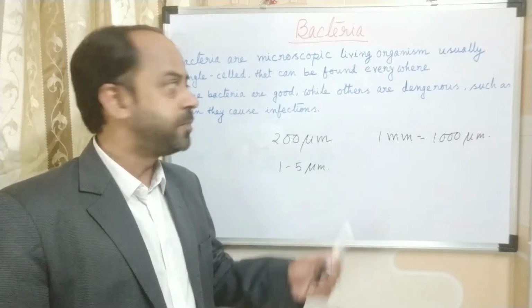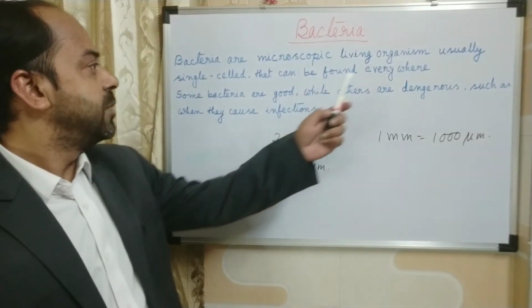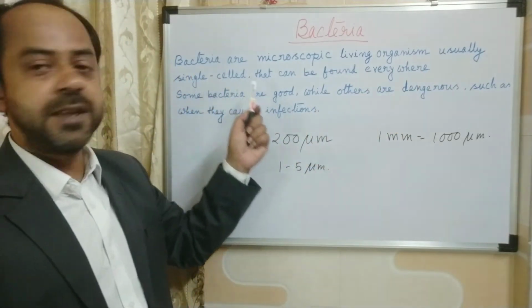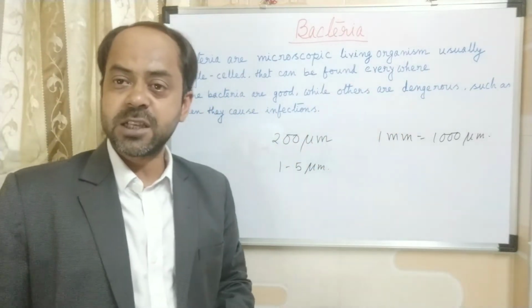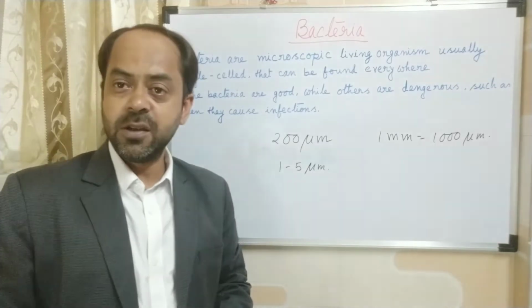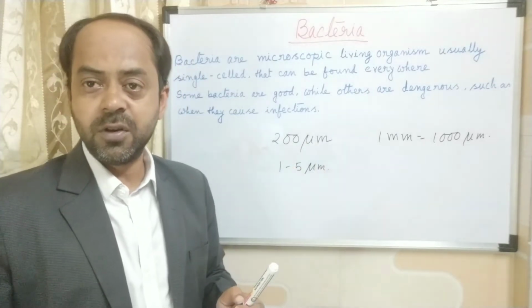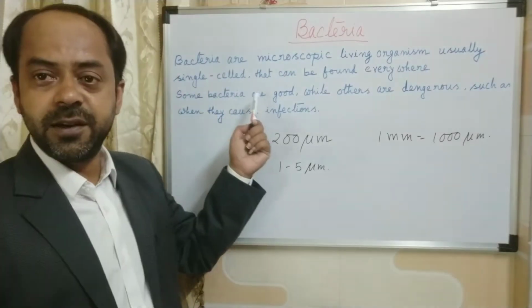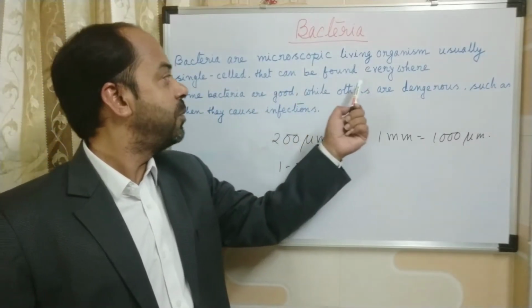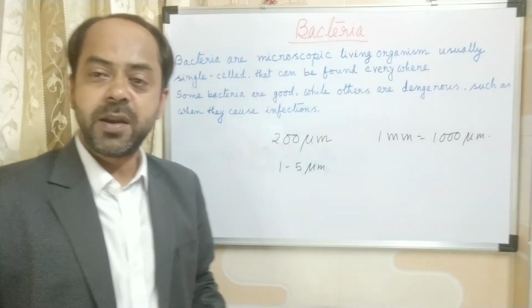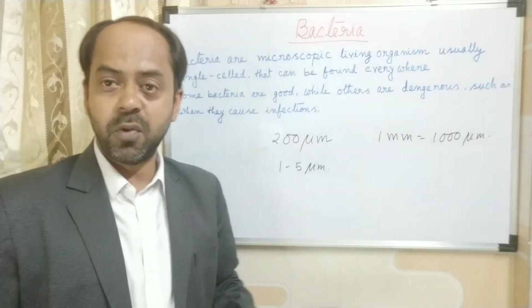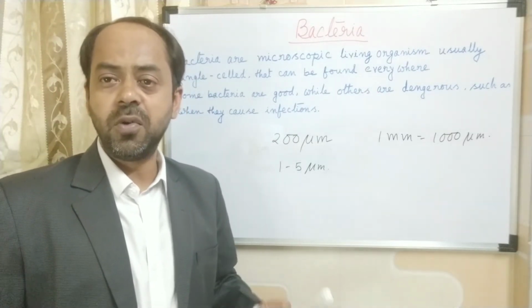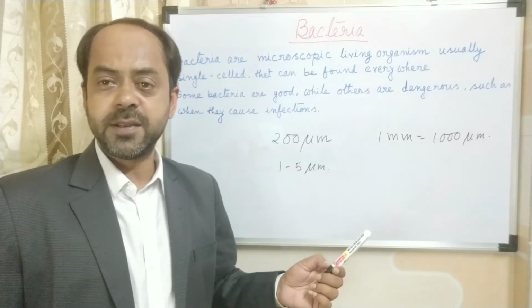Is it clear? Fine. Next, bacteria are usually single-celled. Previously we discussed prokaryotic and eukaryotic cells; because this cell is not developed and the nucleus is not present, it is single-celled. Bacteria can be found everywhere in the world, in hot and cold places, everywhere.